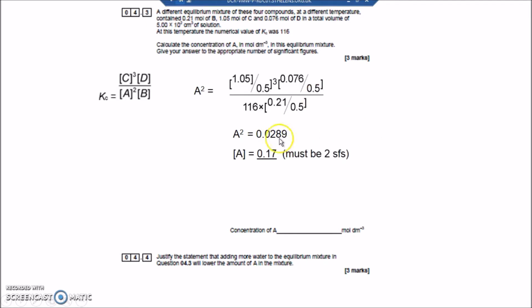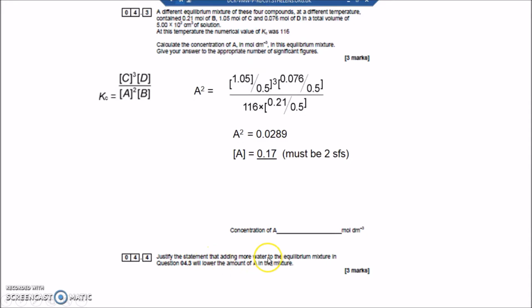0.029289, square root it 0.17. It's got to be to 2 significant figures because some of the values are to only 2 significant figures, such as 0.21 and 0.076. So my lowest value is 2 significant figures, so the answer needs to be to 2 significant figures.